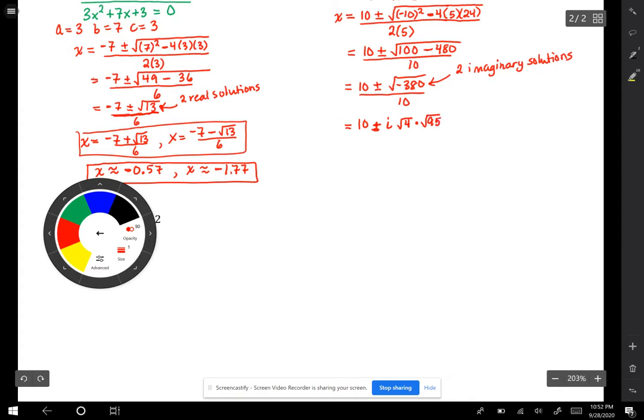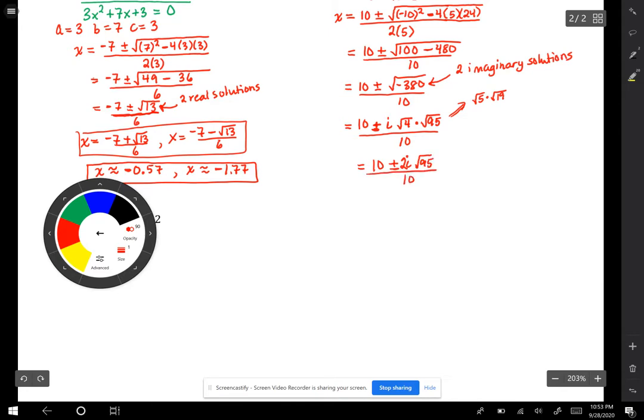Thing is, can we break down 95 even further? So you kind of have to question yourself. 95 is divisible by 5. And so if you divide 95 by 5, you get 19. So here's the thing about 95. 5 times 19 is 95, but both of those are prime numbers. So 95, believe it or not, does not break down any further. All over 10. So that's 10 plus or minus i, 2i, because the square root of 4 is 2, times radical 95 all over 10.